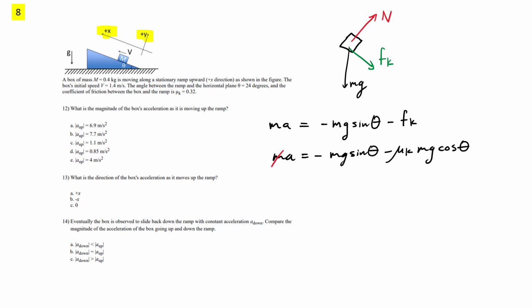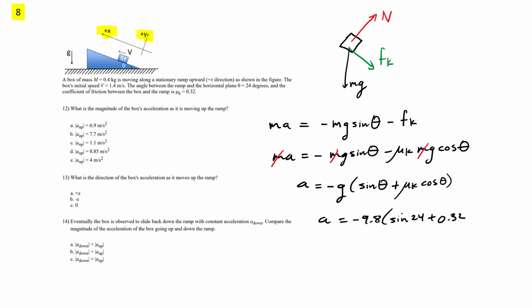Just as we did before, you can cancel out these masses, and now we're left with our expression for the acceleration. I'll factor out a minus little g, and I'm left with sine of theta. Be careful over here, plus mu k cosine of theta. So now we can substitute in all our numbers. Minus 9.8, sine of 24 degrees, plus 0.32, cosine of 24 degrees. Put that in the calculator. At the end of the day, I get something like minus 6.85 meters per second squared.